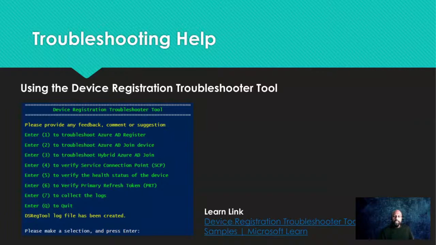And also, this is another Microsoft tool running on PowerShell. It basically helps you to troubleshoot all the device registration issues. As you can see, if the device is hybrid AD joined, you can use option number 3, and it will go through the process to identify where the issues are and how to troubleshoot them. As I mentioned, the CP as well, PRT, everything is there. And you can use this tool to collect the logs as well.